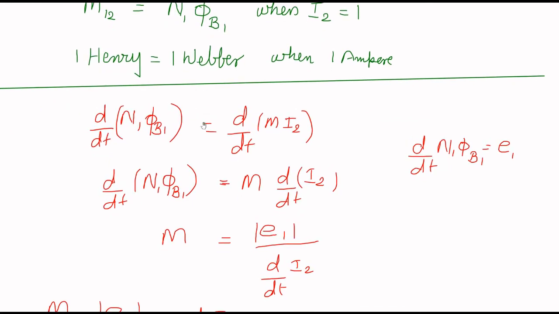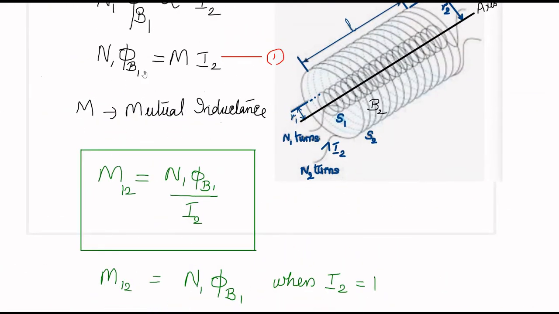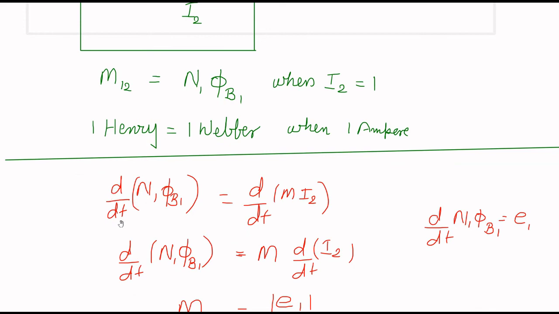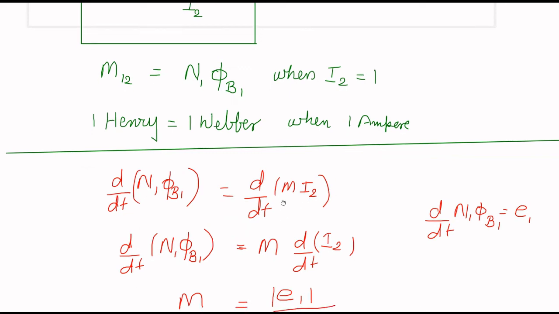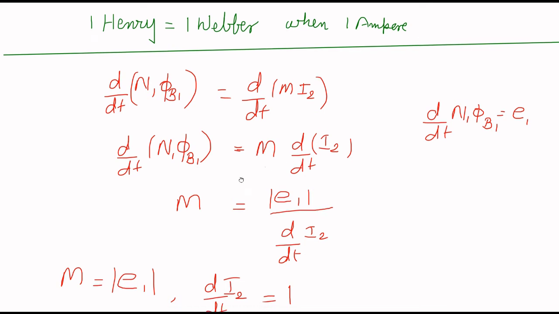Another expression for mutual inductance can be obtained using Faraday's laws of electromagnetic induction. We know N1 phi B1 equals M I2. Let us take the differentiation with respect to time. d by dt of N1 phi B1 equals d by dt of M I2. Since M is a constant, we take it out of the differentiation sign. Now d by dt of N1 phi B1 equals M into d by dt of I2.